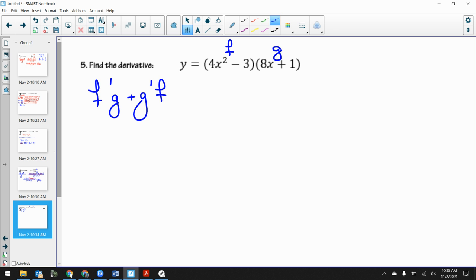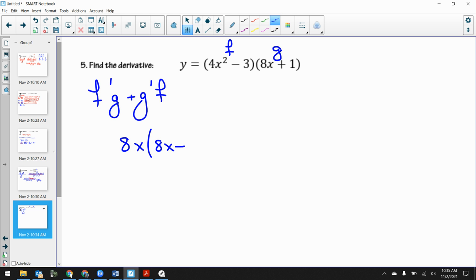8x. Just think about that moment right there, where I just said, what's the derivative of 4x squared minus 3? If we were doing the derivatives 1.0 quiz, oh my gosh, that alone would have taken us like 10 minutes. Okay, 8x. And then f prime, then g.